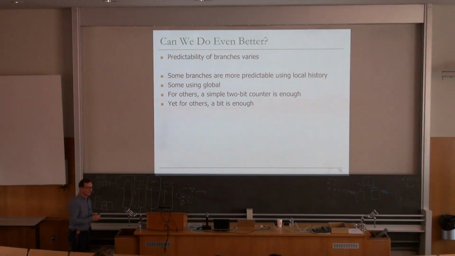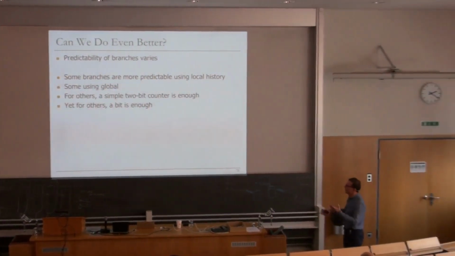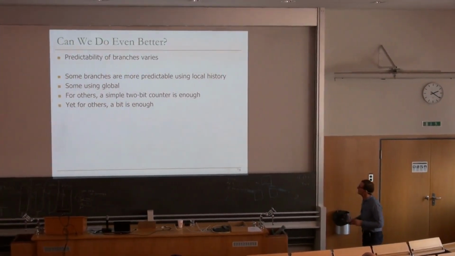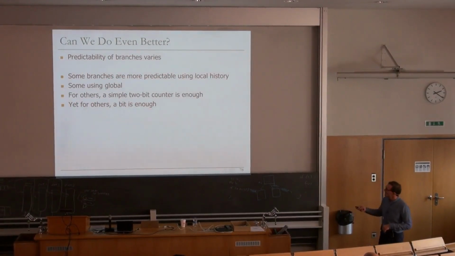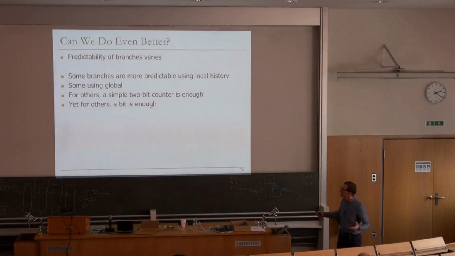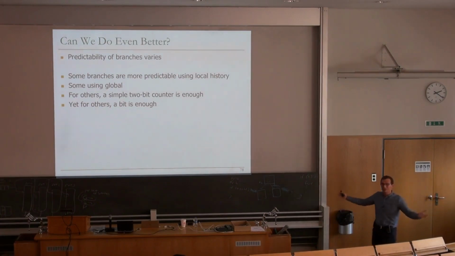Okay, so now we're done with some of this, but not all of it. We always want to do better. Is this local and global branch predictor good enough? People quickly realized that it's not. Predictability of branches varies. Some branches are more predictable using local history, and some are more predictable using global history, just for the reasons that we've discussed, right? If you look at the code examples, they're very different.